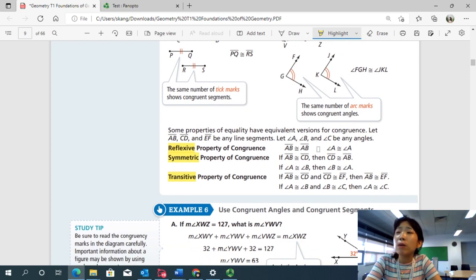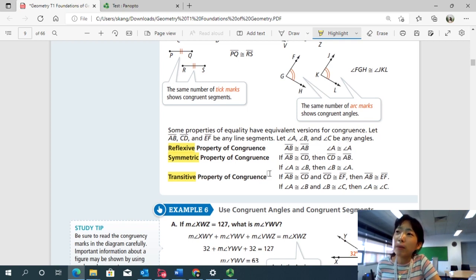So reflexive is when we say the lines are congruent to themselves, or the angles are congruent to themselves. It's obvious that it should be congruent to itself, but there needs to be a property for that, so that you can reason while trying to describe other properties. So obviously AB is congruent to itself. Angle A is congruent to angle A itself.